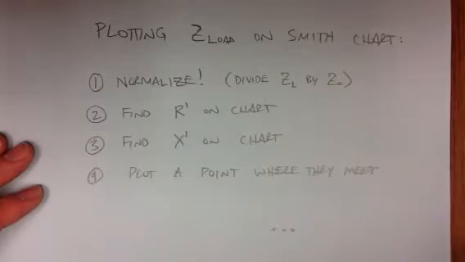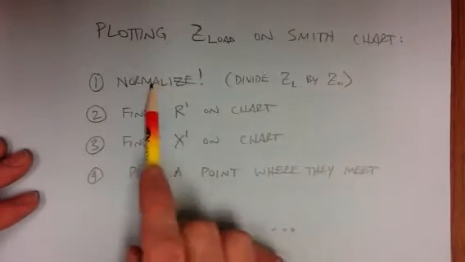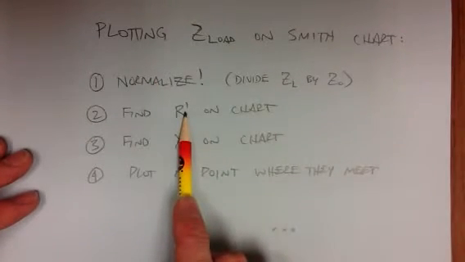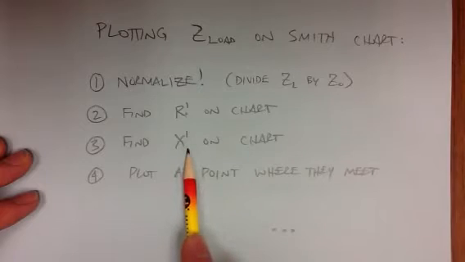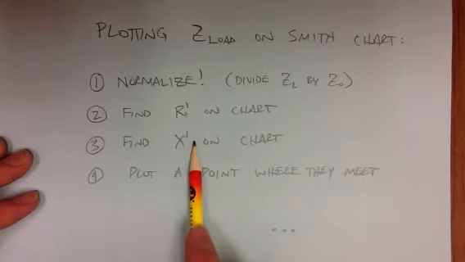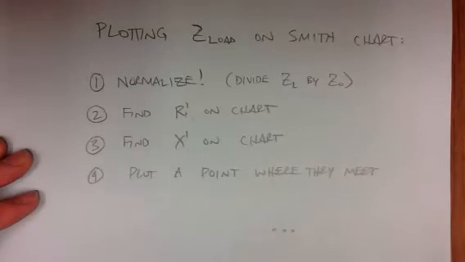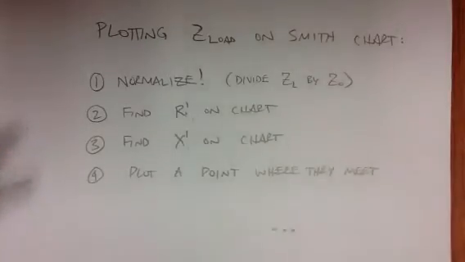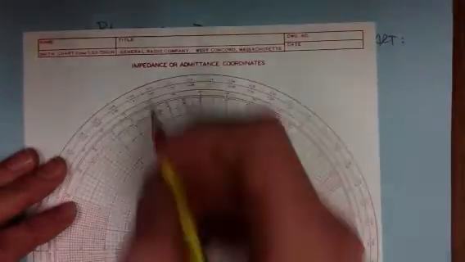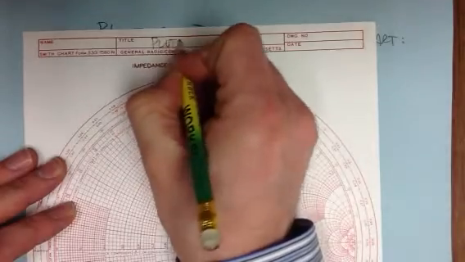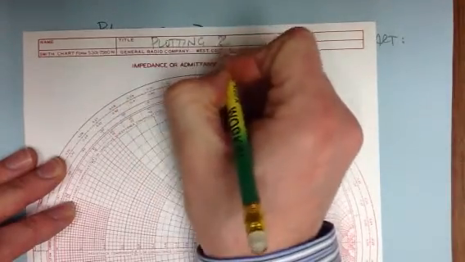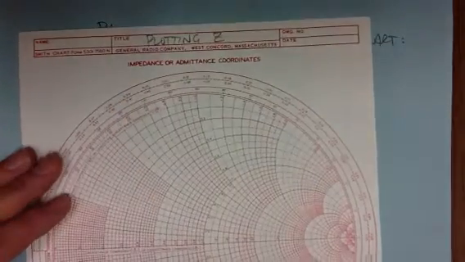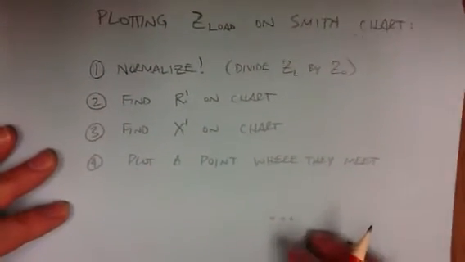So here's how you do it. You normalize, you find the normalized resistive part, you find the normalized reactive part, the real part and the imaginary part, and then you plot a point where they meet. So I'll show you how to do that. So here's my Smith chart. Plotting impedance. So, example.